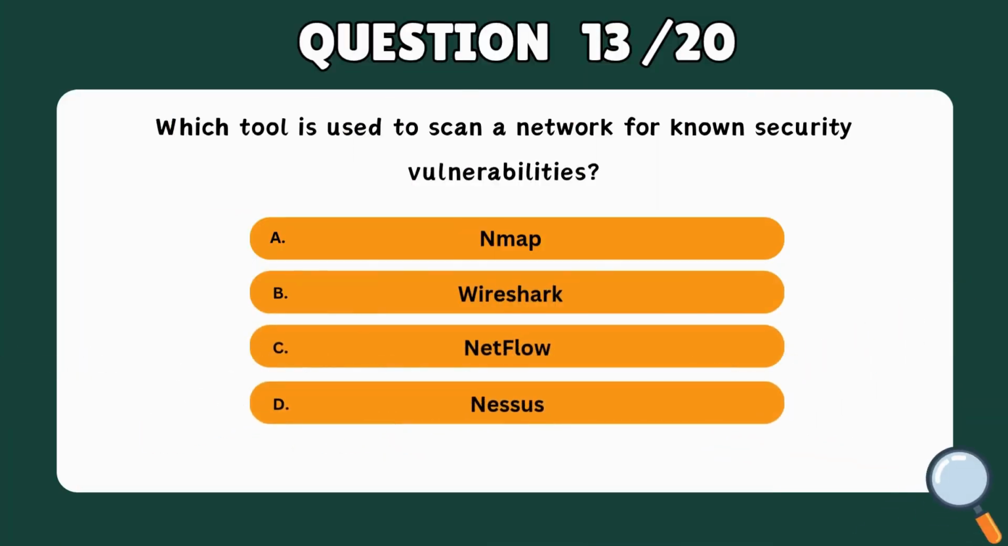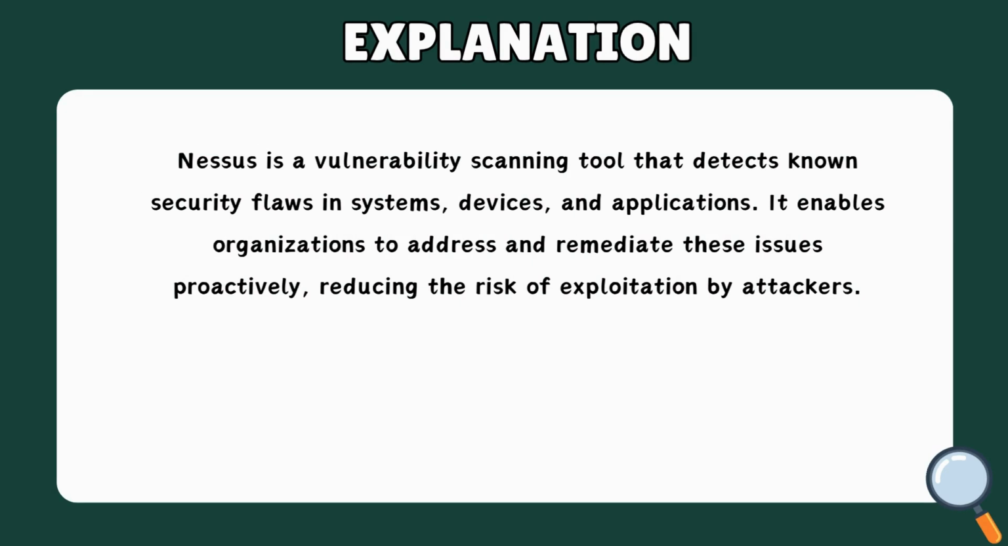Question 13. Which tool is used to scan a network for known security vulnerabilities? A. Nmap, B. Wireshark, C. NetFlow, D. Nessus. Correct answer: D. Nessus. Nessus is a vulnerability scanning tool that detects known security flaws in systems, devices, and applications. It enables organizations to address and remediate these issues proactively, reducing the risk of exploitation by attackers.